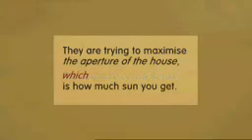He uses an independent and a dependent clause here. Look at these two sentences. They are trying to maximise the aperture of the house. The aperture of the house is how much sun you get. He joins these two sentences together with a relative pronoun. They are trying to maximise the aperture of the house, comma, which is how much sun you get.